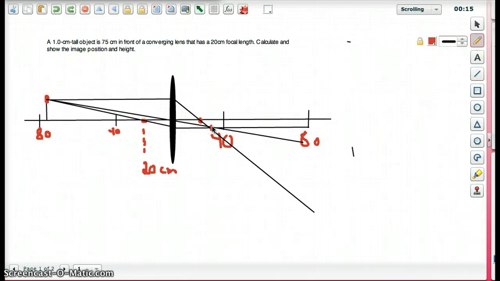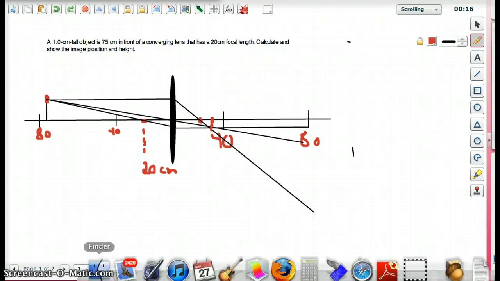So that'd be the tip of the candle, and then we'd assume the candle would be right there. So I'm guessing it's somewhere between 20 and 40 centimeters. I don't know yet, and we're going to find out using the equation I'm about to show you.